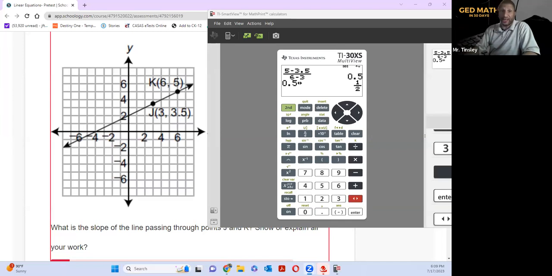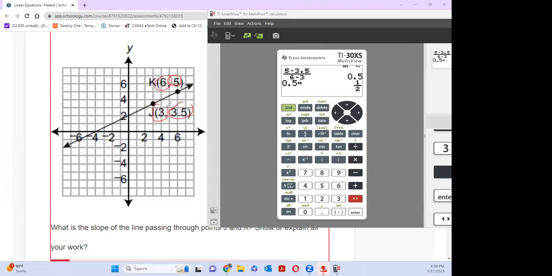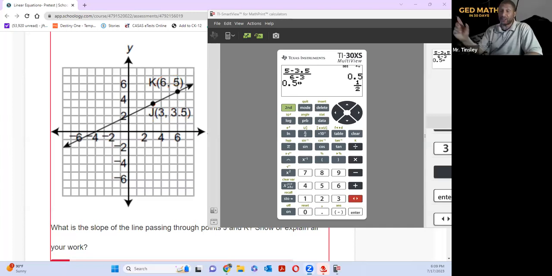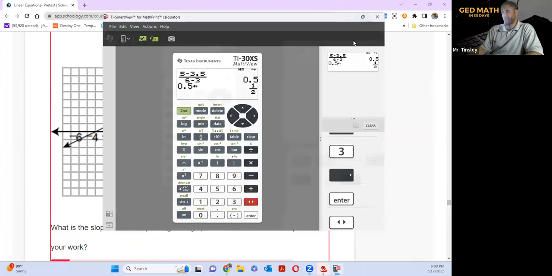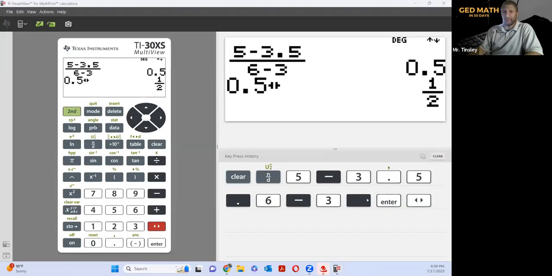Okay, so look what I did. I set it up. It doesn't matter what you put in. 5 minus 3.5 over 6 minus 3. Easy. Most people get this problem wrong, and they take almost 3 minutes to do this problem. 3 minutes to do this problem. That shouldn't be it. There's no way that problem should be taking 3 minutes.